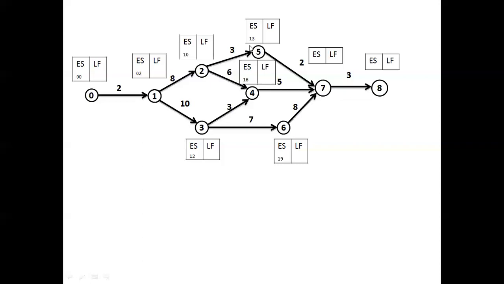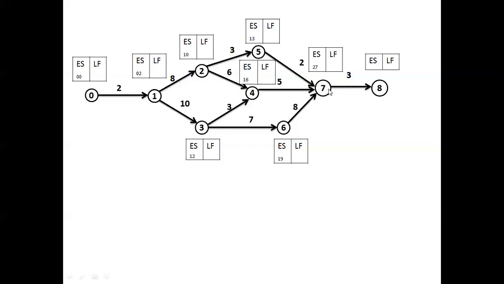It means on the 15th day, 5 to 7 will be completed. On the 21st day, 4 to 7 will be completed. And on the 27th day, 6 to 7 will be completed. It means on the 27th day, all of these three will be completed. Then only the activity 7 to 8 can be commenced. So the 27th day is the earliest possible time on which the 7 to 8 activity can be commenced. So the earliest start time for 7 to 8 is 27.